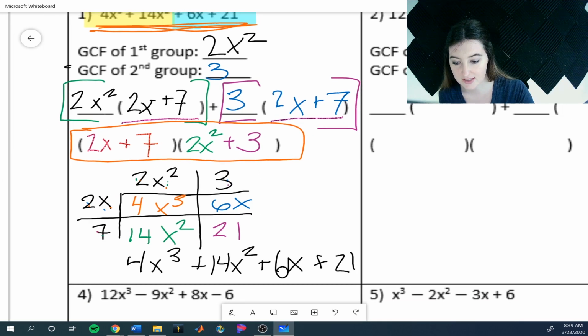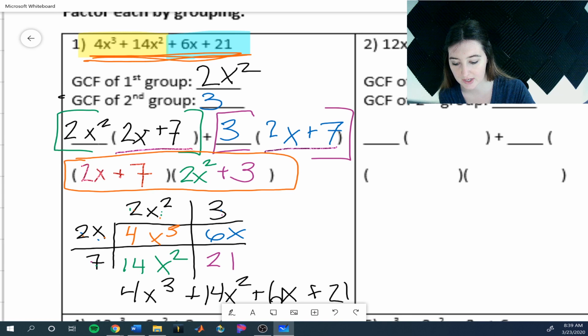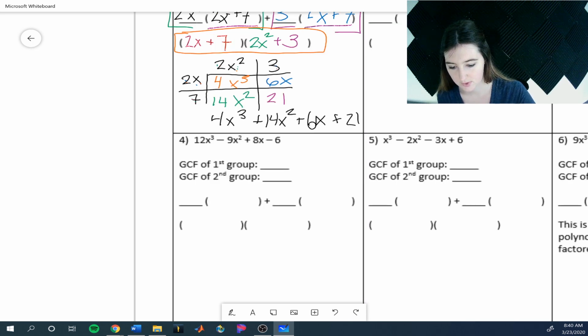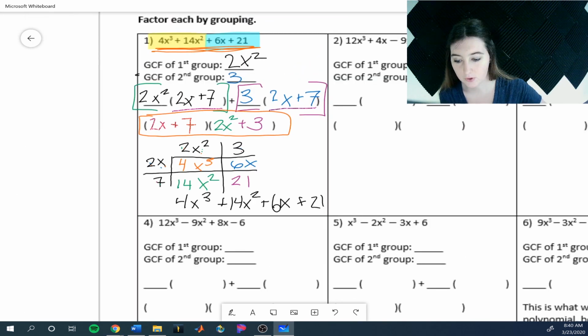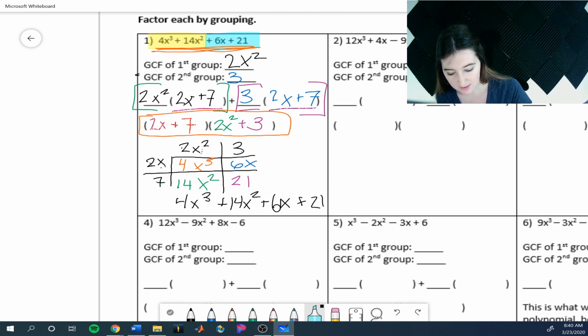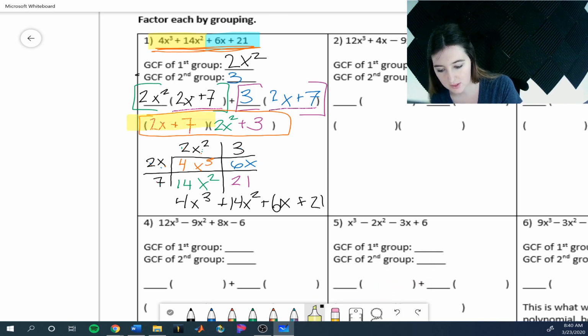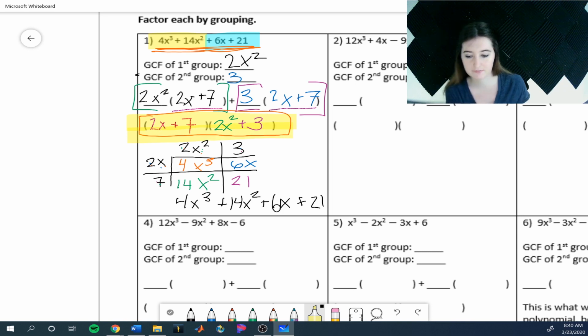Let's see, is that the correct equation that we started off with? 4x cubed, whoop, I moved it too much. There we go. 4x cubed plus 14x squared plus 6x plus 21. Are we good? Do our factors work? When we multiply it out, is it the same? Yep, so that tells me that this guy right here is my answer.